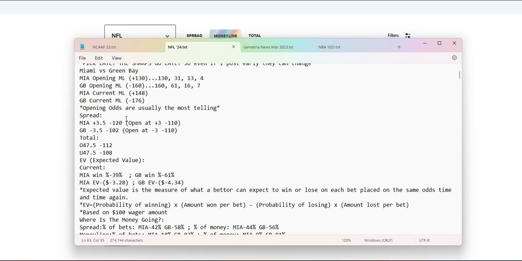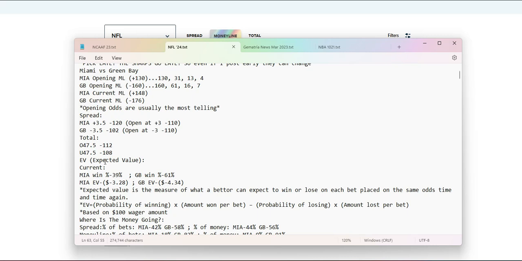And the spread is at 3.5 point underdogs for the Dolphins at minus 120 currently. They opened at 3-point underdogs at minus 110. Green Bay opened at 3-point favorites at minus 110. Now they're 3.5 point favorites at minus 102 cost. Over under 47.5. Minus 112 going over. Minus 108 going under.